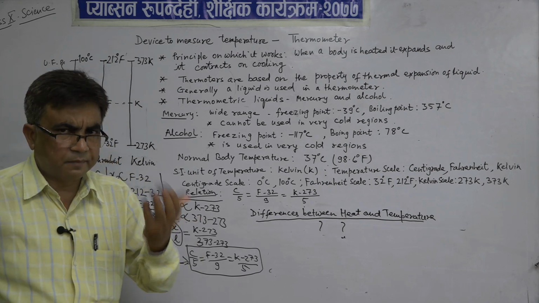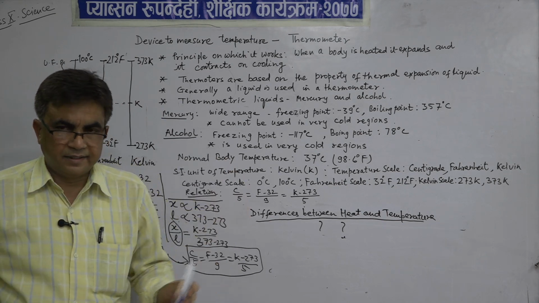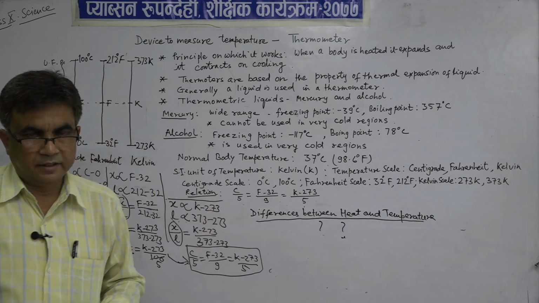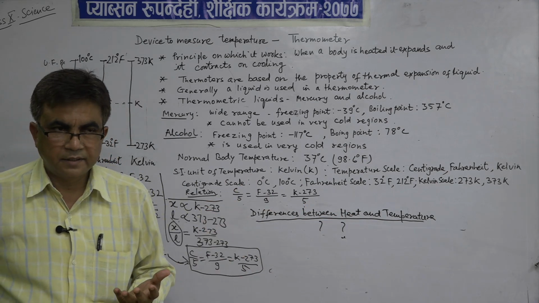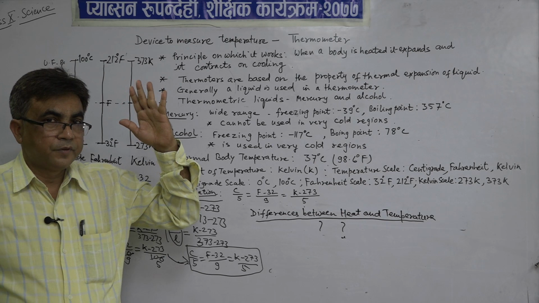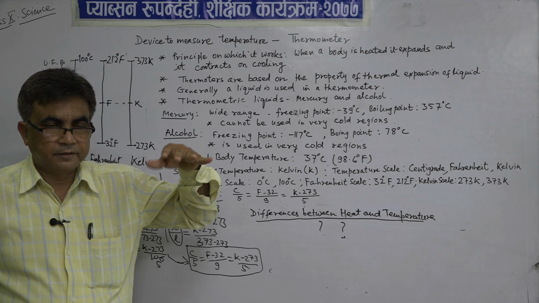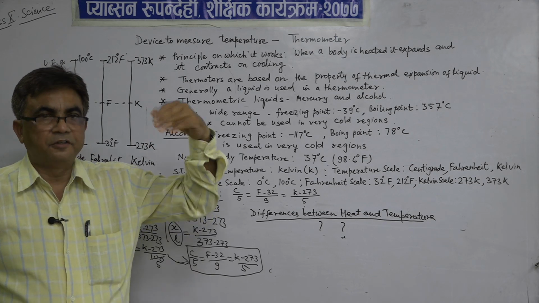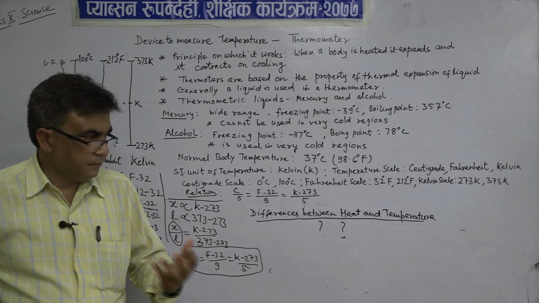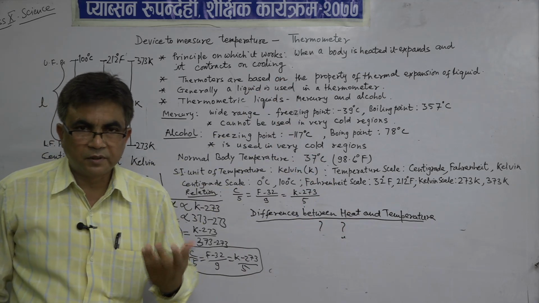Other differences you have come to know already: heat of a body is the total kinetic energy of the body, whereas temperature is the average kinetic energy of the body. That is another difference. One more difference: heat is measured by the calorimeter, which you have already read, whereas temperature is measured by the thermometer. So that is one difference.